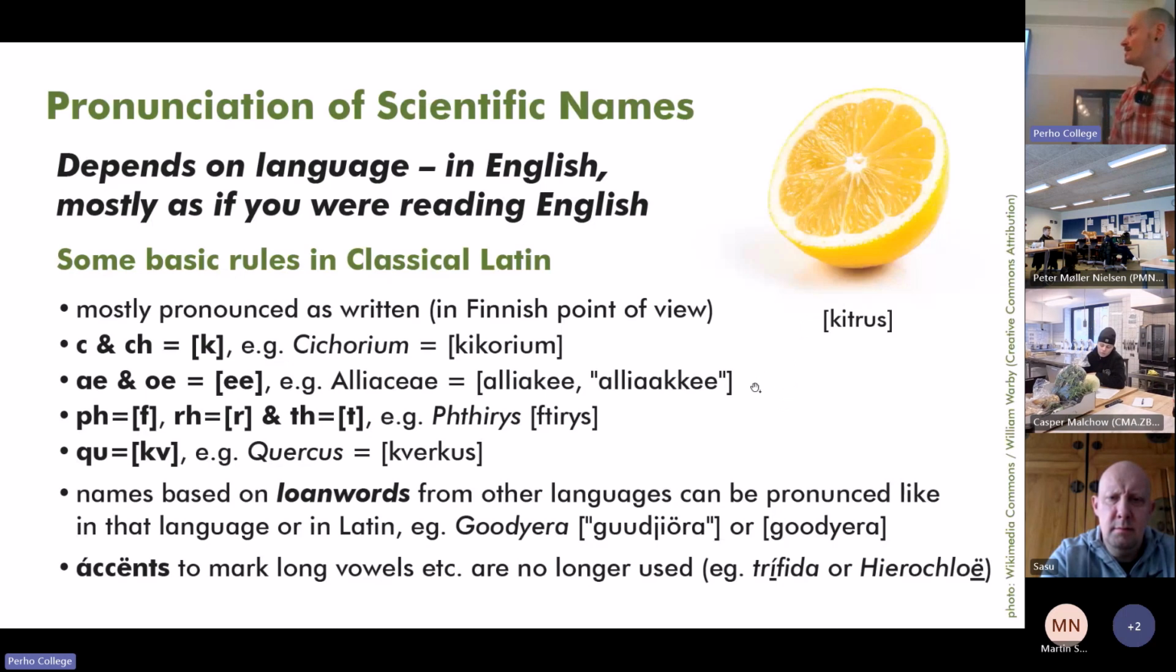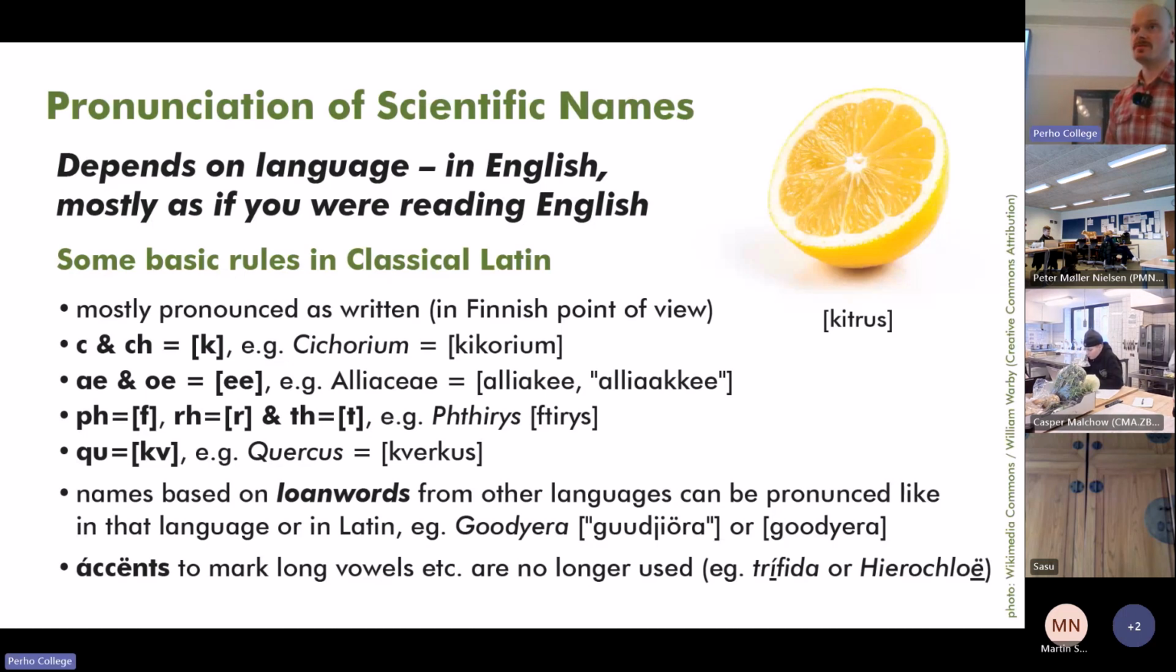And yeah, then some other things like AE and OE are pronounced E. For example, Aliaceae should be pronounced Aliake. Or PH is F and RH is R and TH is T, like Phtyrus, for example.